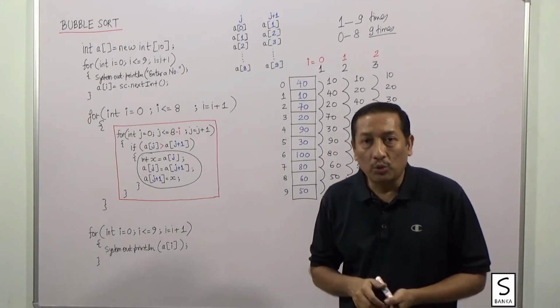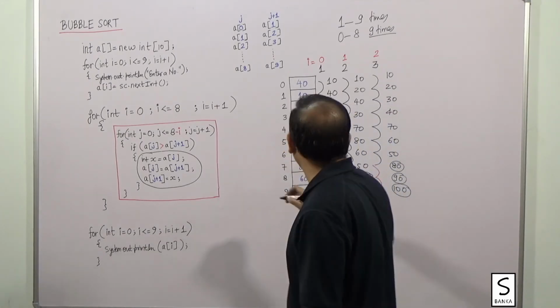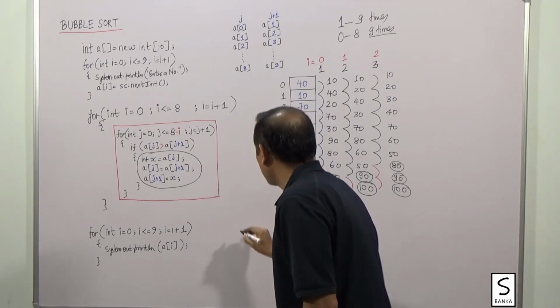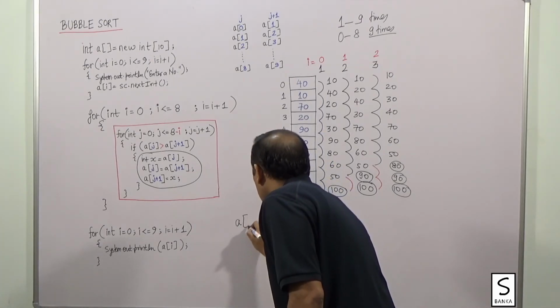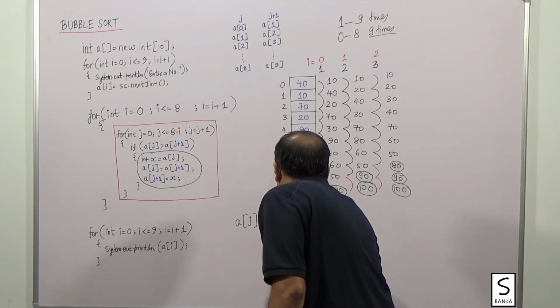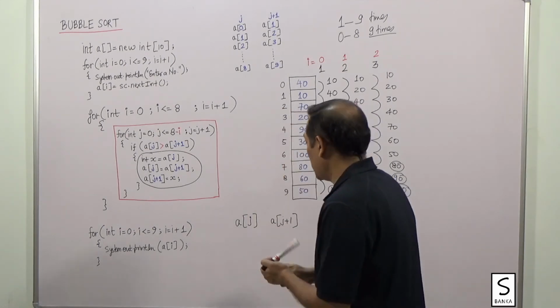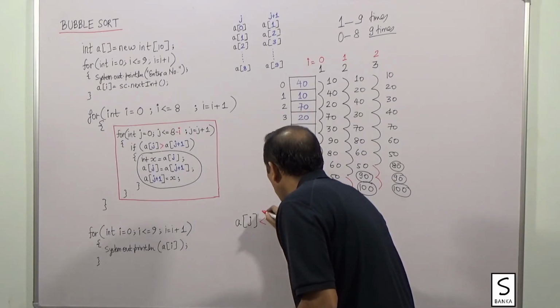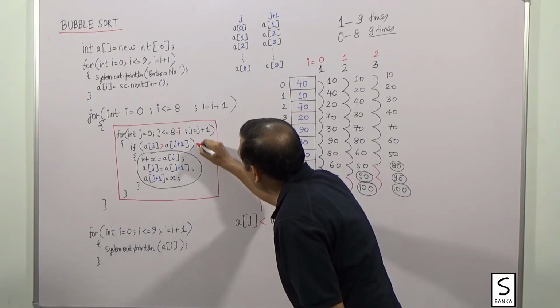If you want to arrange the array in descending order, you will need to write Aj is less than Aj plus 1. That is the only change that you will need to apply.